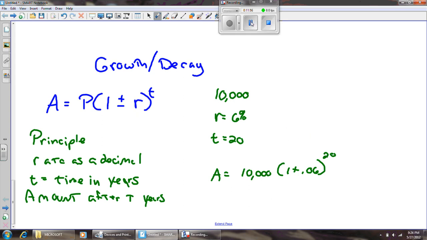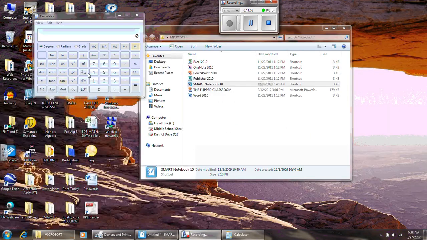Hold on one second. Now, your calculators are much more user-friendly than mine. Okay, 10,000 times the quantity of one. Oops, it didn't take it. Okay, I think it's working now.